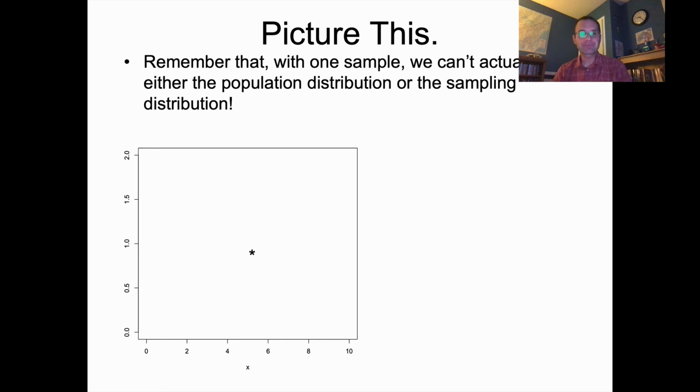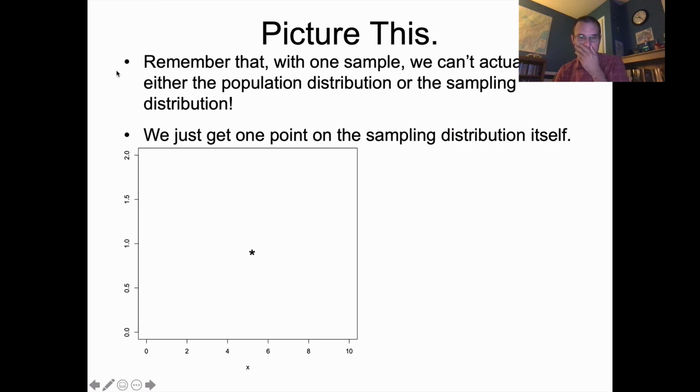So what we get is just this asterisk, and we're trying to draw some sort of inference about the population on the basis of just this, basically. So we only get 1 point on the sampling distribution itself. We don't see the sampling distribution.